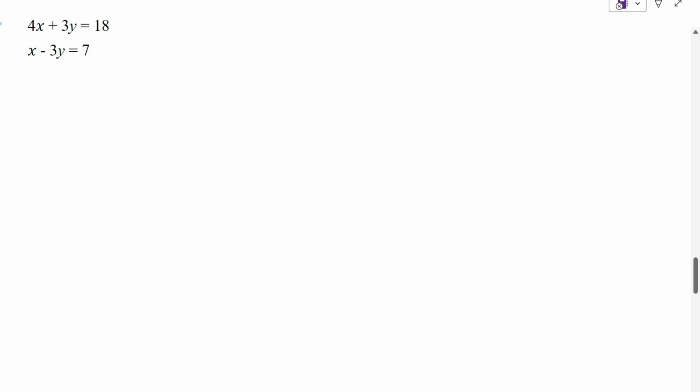Okay, so one more question we'll go over together, then I'll hand it over to you. First step, we want to get x's and y's lined up. Yep, that's done. We want to get matching coefficients. Yep, we can see here that the 3's line up. So now we can go ahead and solve for x.